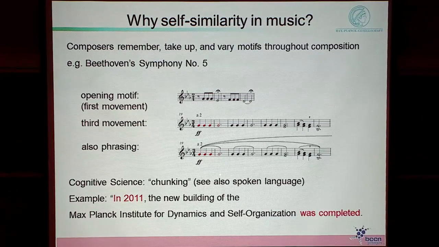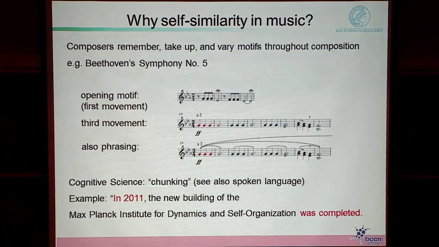So you might ask, so composers do this, right? They use phrasing and so on. But why are composers doing this? In cognitive science, there's something called chunking. And the reason for the chunking is that we need to store information. That's what you just said, right? We need to store information. Let me give you an example.